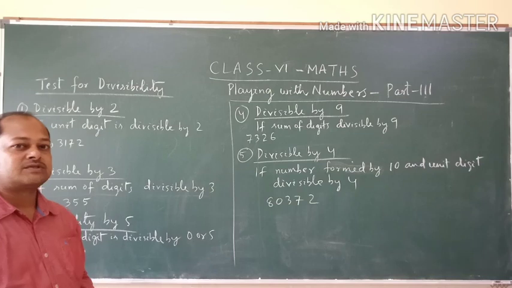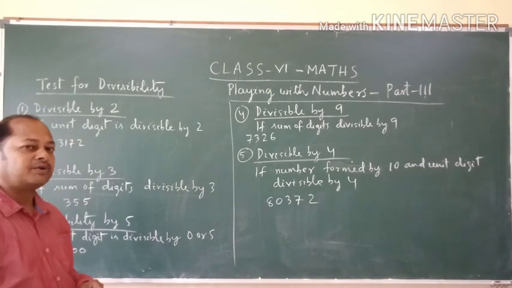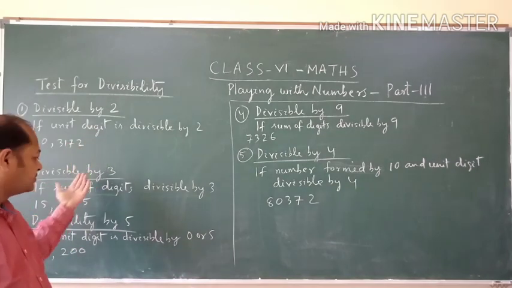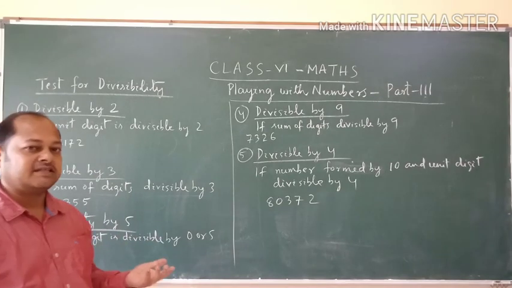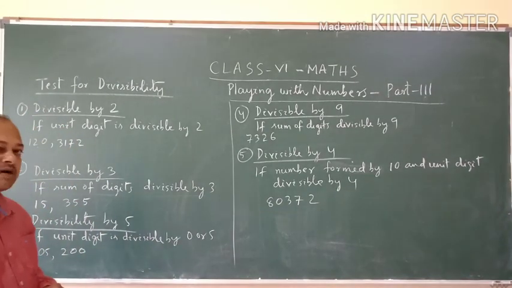So what are the rules of the test of divisibility of numbers? How do you know that a number is divisible by 2, 3, 5, 9, 4, by the digits? Some rules are there. Now we will discuss them one by one.